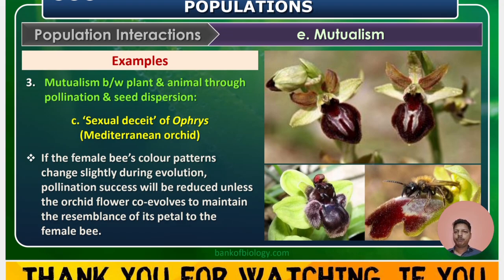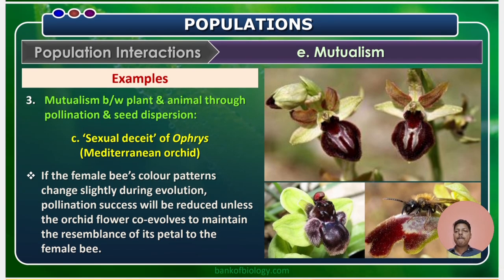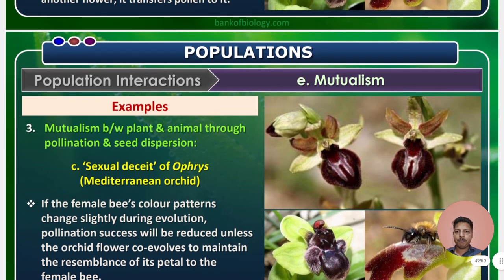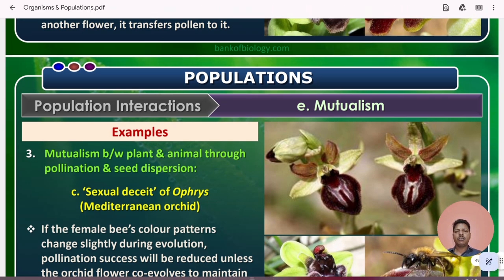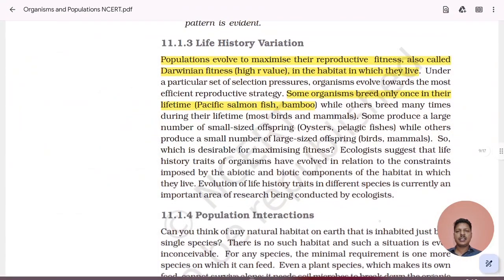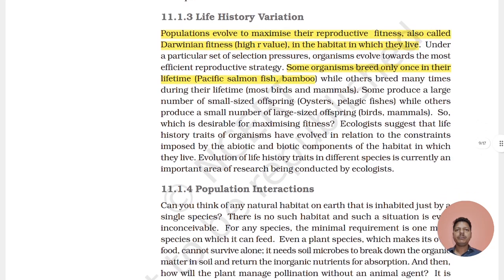Next, if the female bee's color pattern changes slightly during evolution, pollination success will be reduced, so only the orchid flower co-evolves to maintain the resemblance of its petals to the female bee. Questions are asked about this sexual deceit or Ophrys. Let's see what the NCERT says.